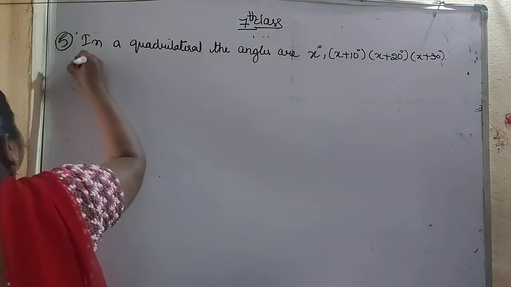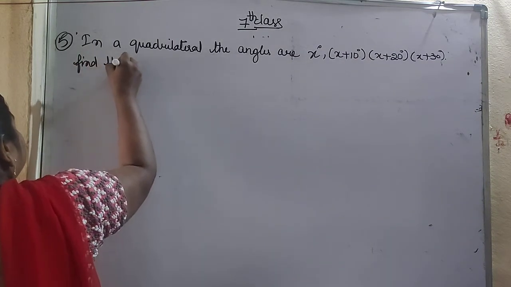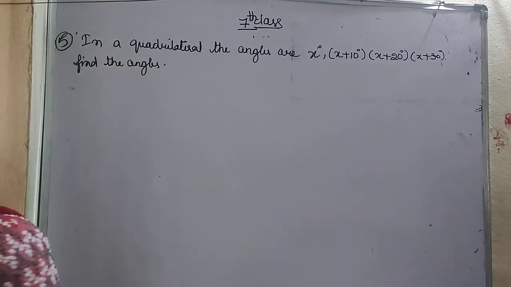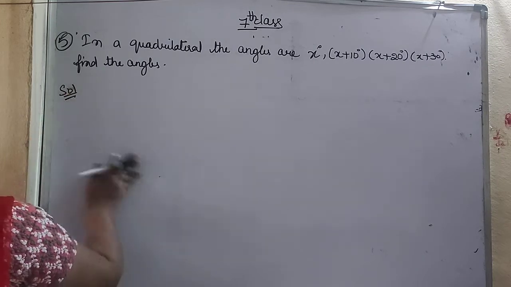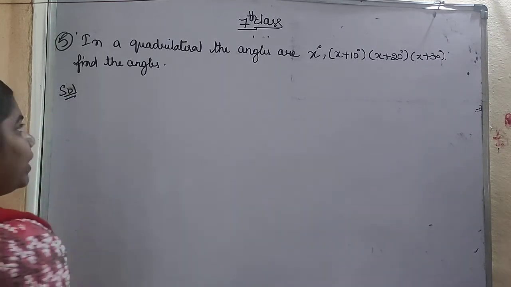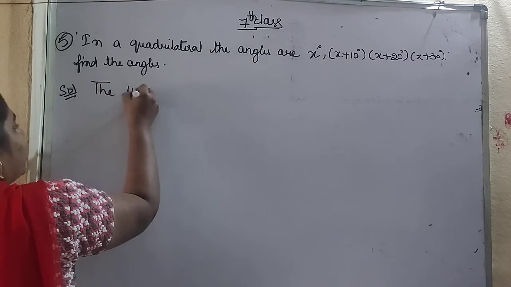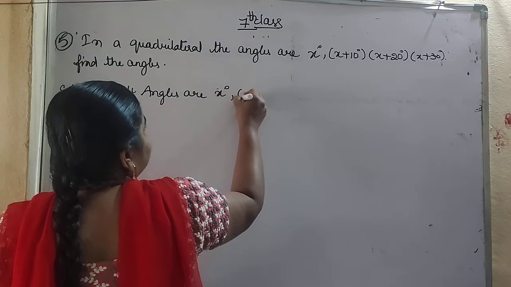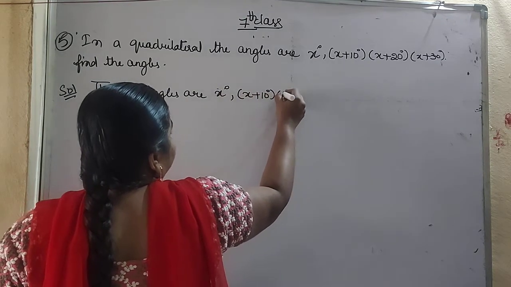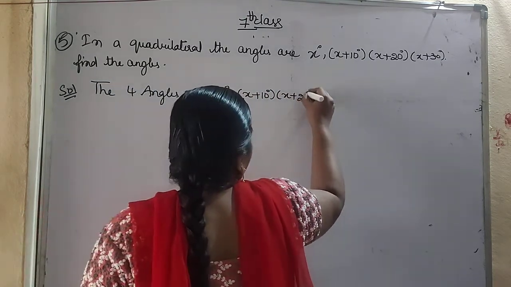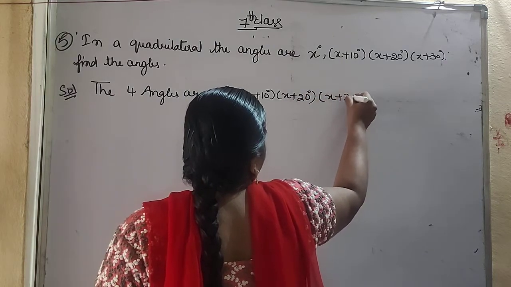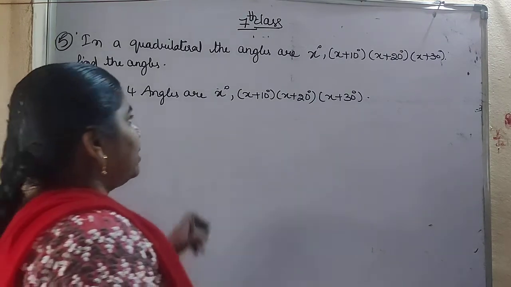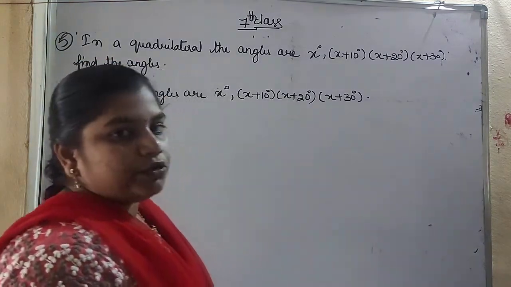Find the angles. So what are the given angles here? The four angles are x degrees, x plus 10 degrees, x plus 20 degrees, and x plus 30 degrees. So these four angles we have to find. For finding these four angles, we have to find the x value. How to find the x value?